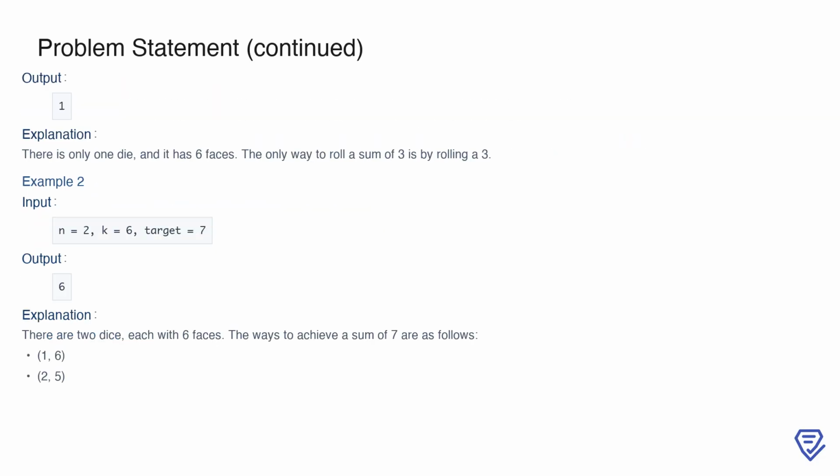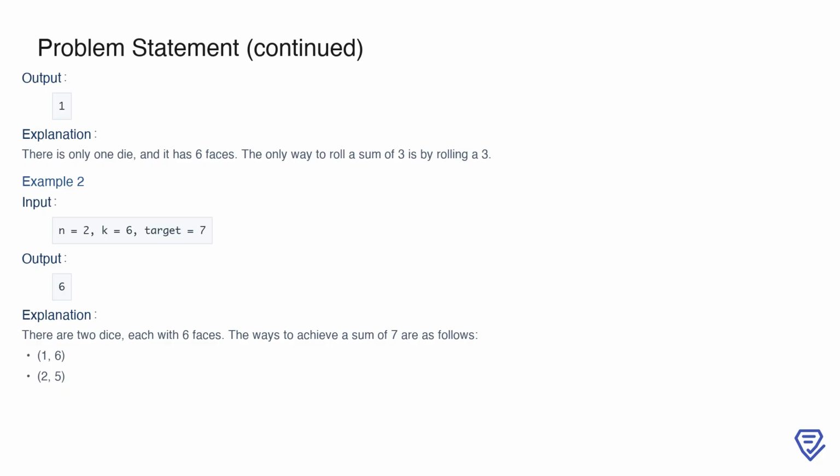For example, if there is one die with 6 faces, and the target sum is 3, the output is 1. This is because there is only one way to achieve the target, rolling a 3. In another example, with 2 dice, each having 6 faces, and a target sum of 7, the output is 6. This is because there are 6 possible pairs of rolls that add up to 7.